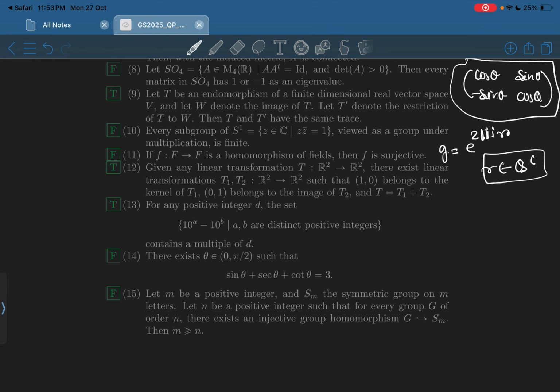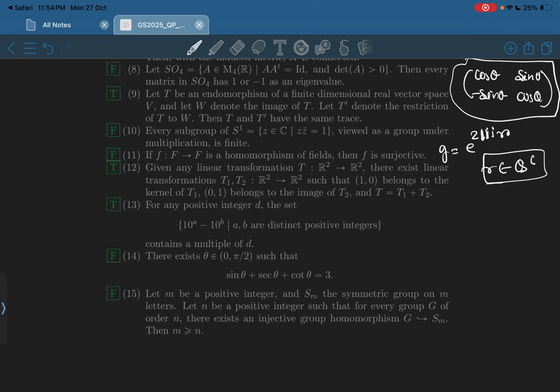So that means any injective field homomorphism must be an automorphism, which is not true in general. What you can do is take an imperfect field of characteristic p. If you take that, then if you take the Frobenius map, x goes to x to the power p, that cannot be surjective because by definition the field is imperfect. So there must be at least one field element which has no pth root. So this map x to the p cannot be surjective, right? So that's why this is false.